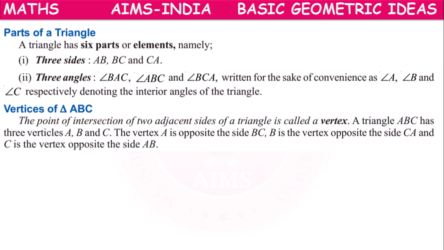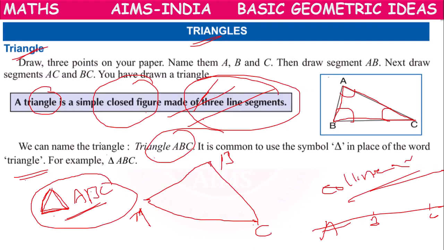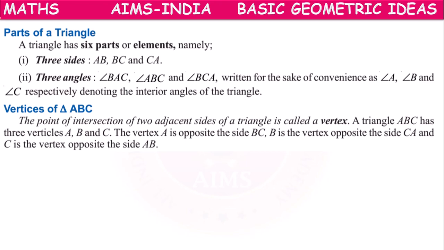And one more thing. Here the line segments AB and AC intersect at point A, so A is called a vertex. AB and BC intersect at B, so B is called a vertex. C is called a vertex. So A, B, C are called the vertices of triangle ABC. A vertex is the point of intersection of 2 sides. So a triangle consists of 3 vertices.